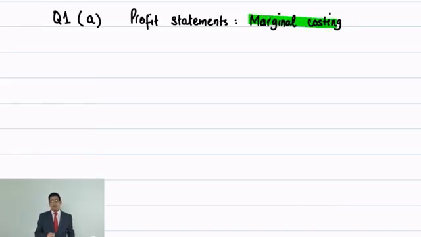Requirement A, profit statements. First of all, if you allow me, I can use marginal costing. Marginal costing is slightly more straightforward as compared to absorption costing. It has fewer complications. Let me finish off with marginal costing, and then I will do the absorption costing and we will learn things. Now the income statement, profit statement, starts from sales, as we all know, and then less cost of sales.